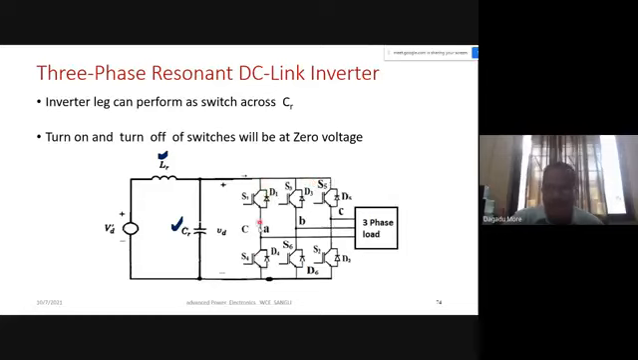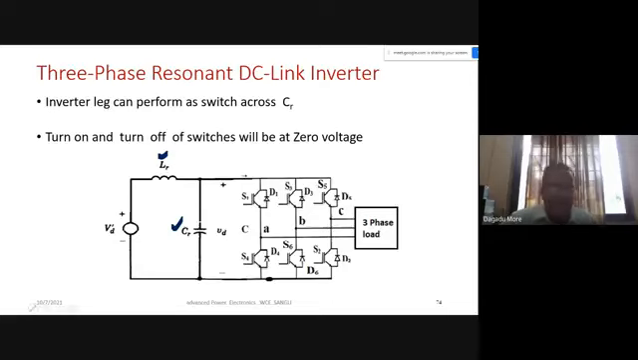And we can use any one leg, two devices in the same leg we can turn on, because we don't require an additional switch here. Whatever switch is present in the inverter we can use, so S1 S4 we can turn on, or S3 S6 or S5 S2, any one leg you can turn on for a very short duration, so that the current increases, then make it open, so that we get the oscillations of the voltage across the capacitor.